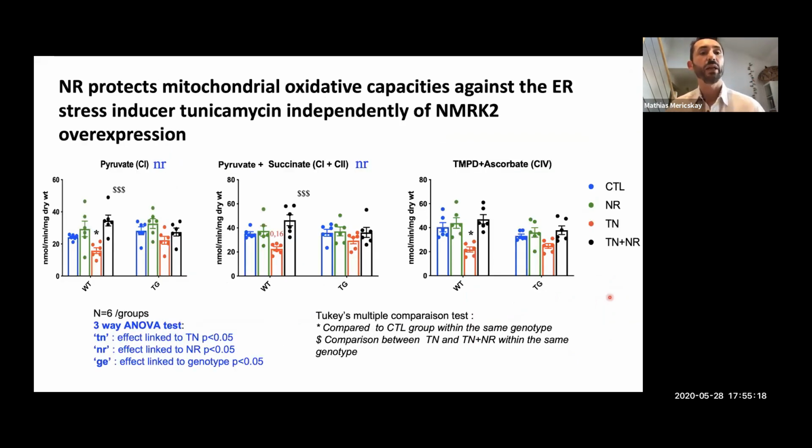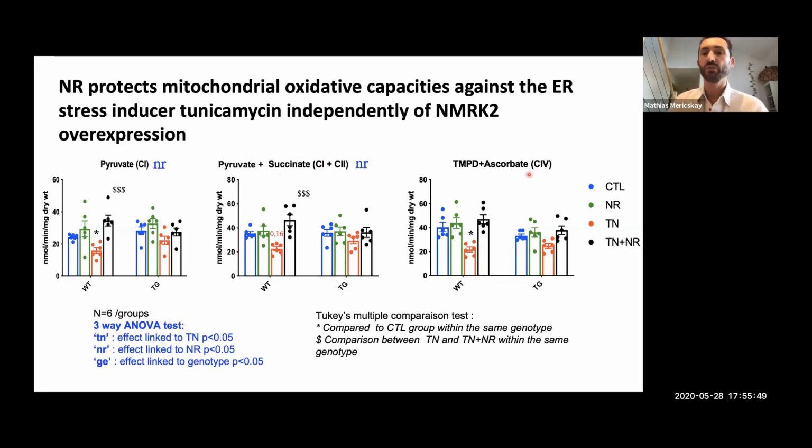When we looked at the mitochondrial oxidative capacities, what we found is that this tunicamycin injection is actually affecting the capacities of the mitochondria to use pyruvate at the level of complex 1. We used the permeabilized cardiac fibers protocol for that. And it's also altered, not significantly, close to significant but not yet, when you have both complex 1 and complex 2 activity. So presumably the main difference is at the level of complex 1.